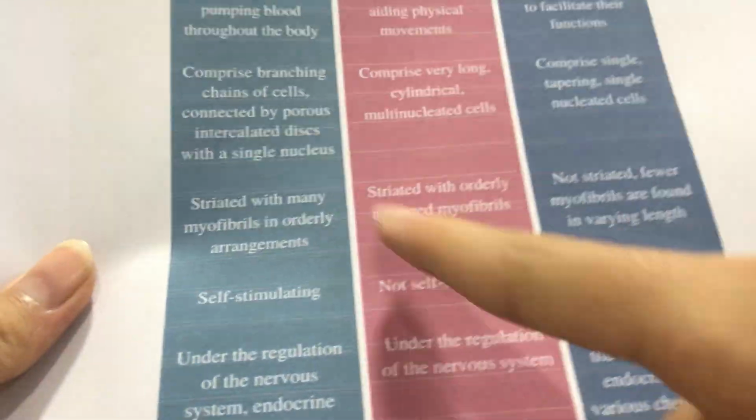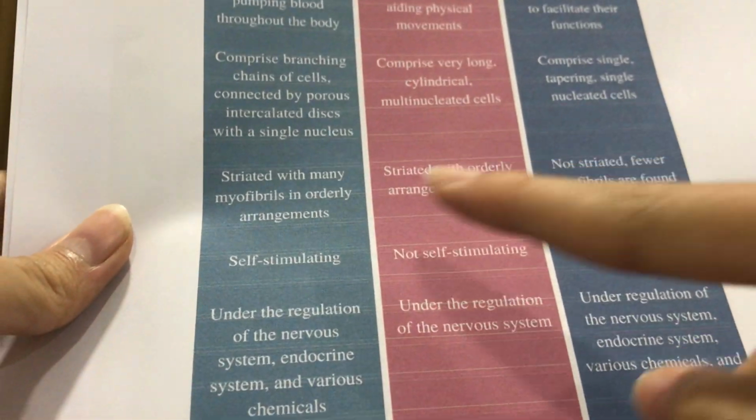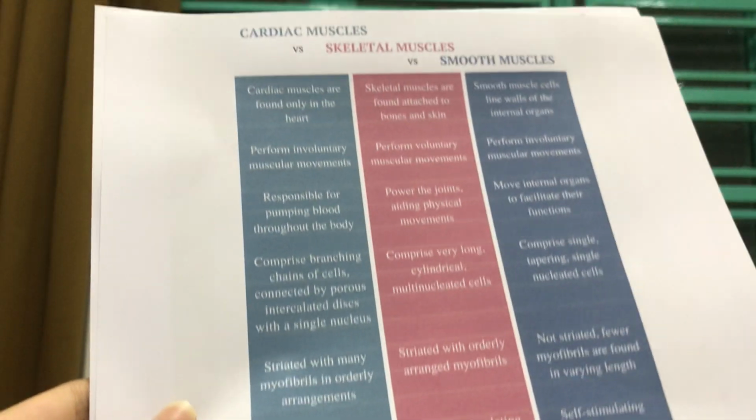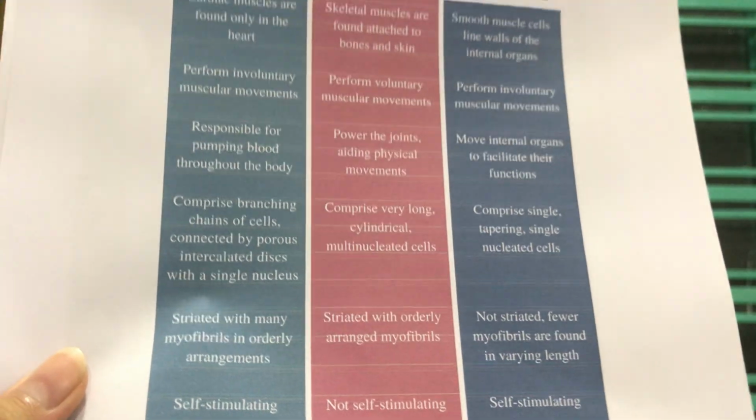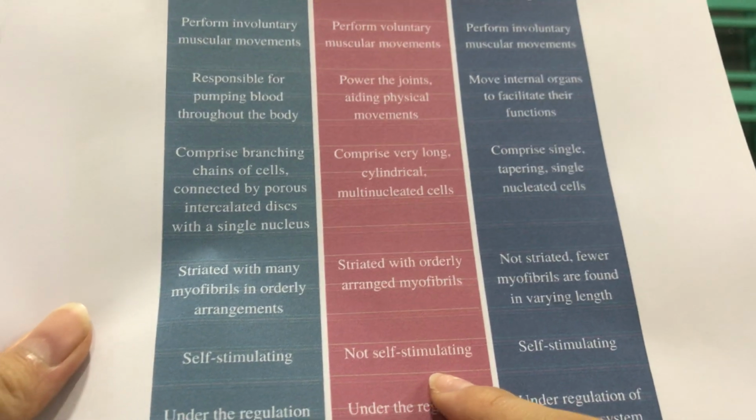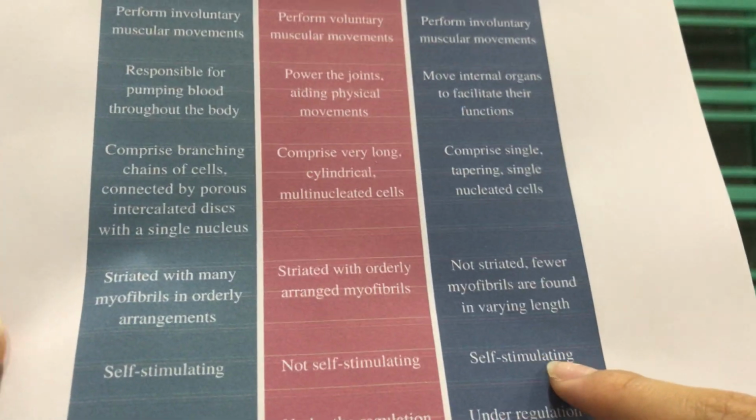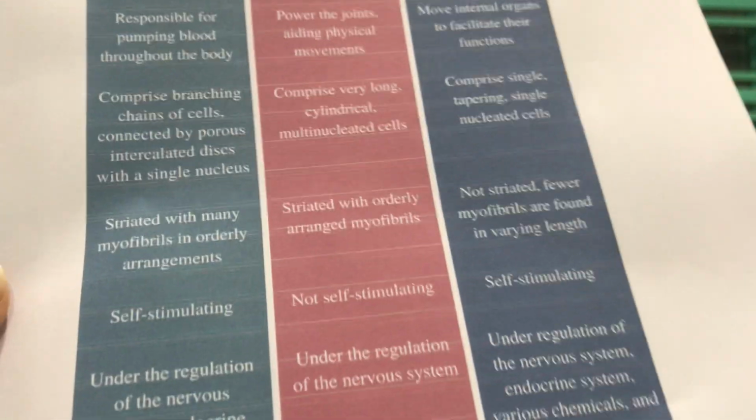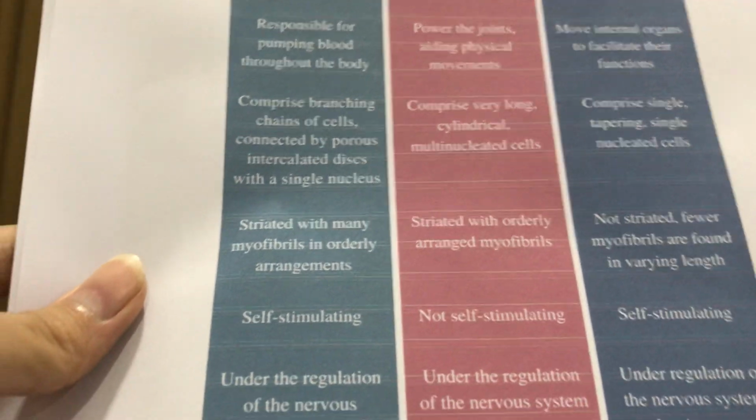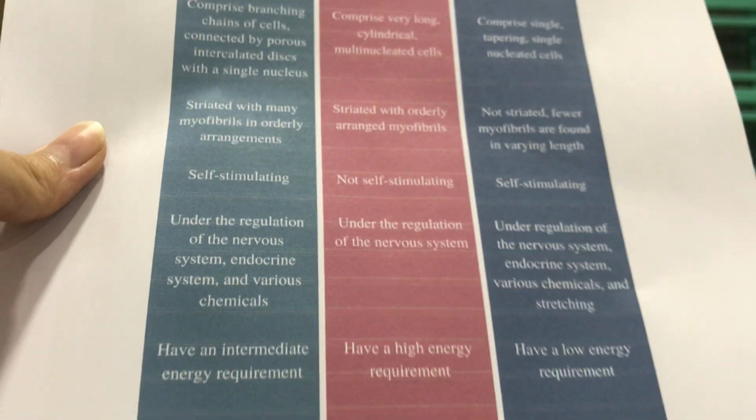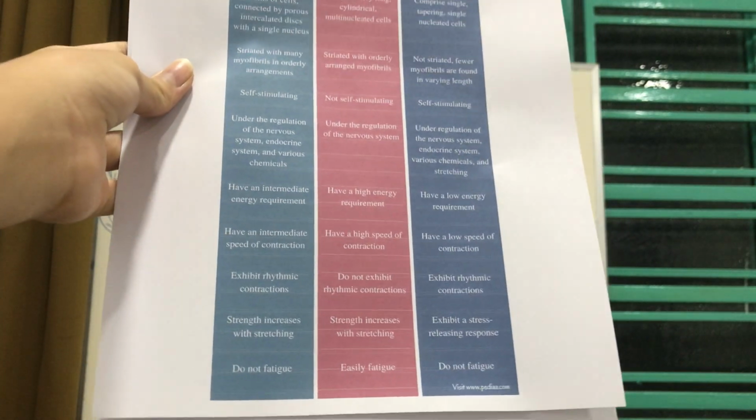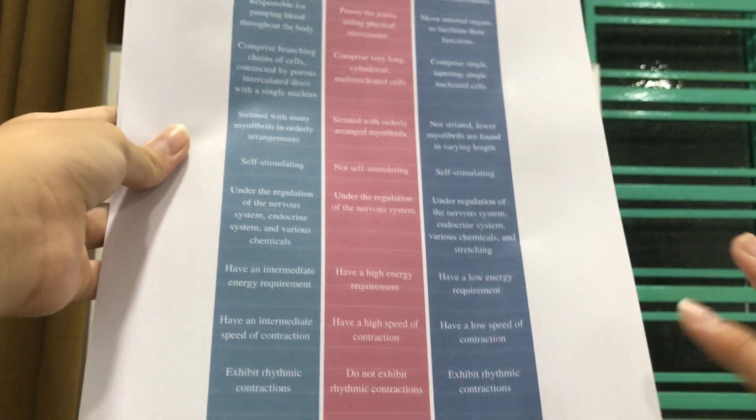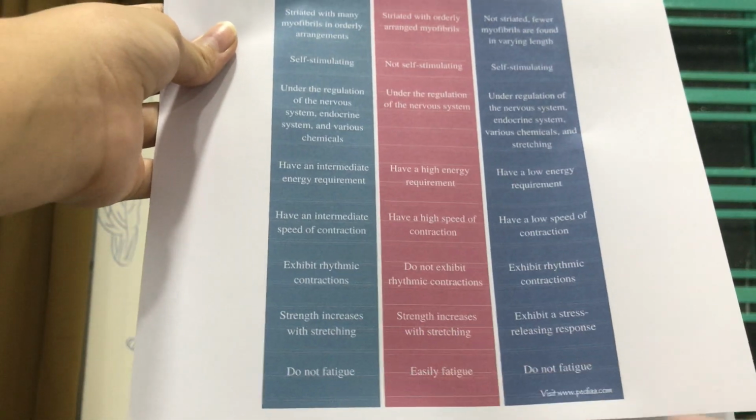I've talked about striated and not striated, self-stimulating. So the cardiac muscle is self-stimulating. The skeletal muscle is not self-stimulating, and the smooth muscle is not self-stimulating. So it has to do with the voluntary and involuntary. So there are other types of similarities and differences. These are the differences between the three main types of muscles, how they differ, and as you can read there.